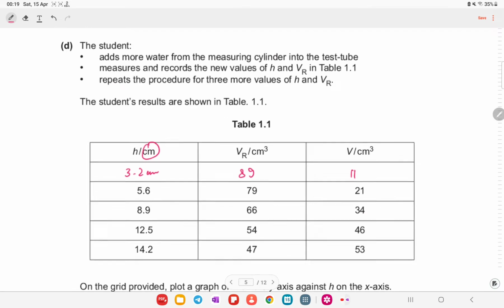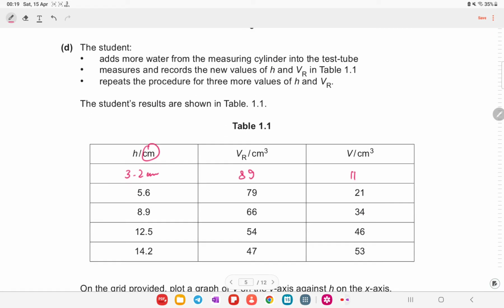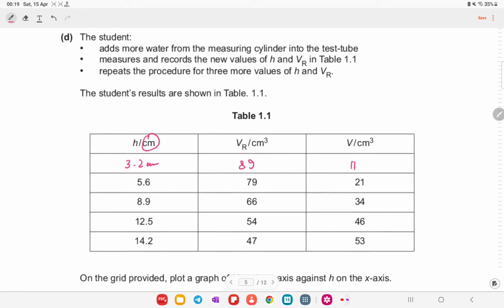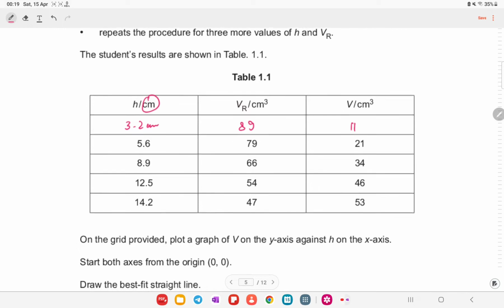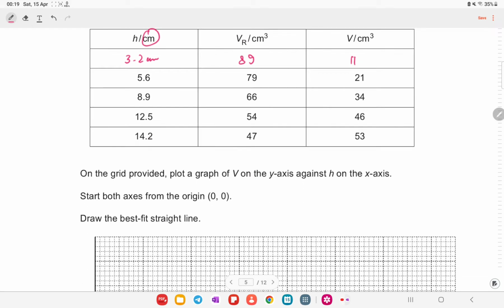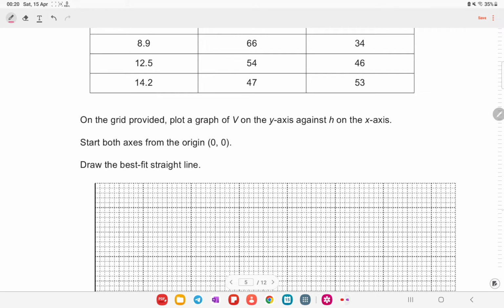Now what does this say? The students add water from the measuring cylinder into the test tube, measure and record the new value of H and VR in table 1.1. Repeat the procedure for 3 more values of H and VR. The student results are shown as it is. On the grid provided, plot a graph of V on the y-axis against H on the x-axis.